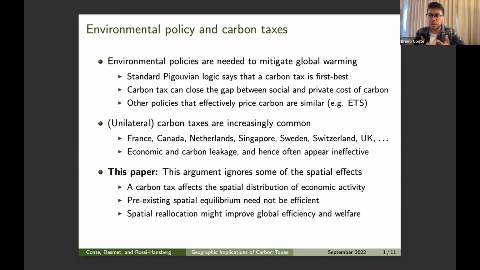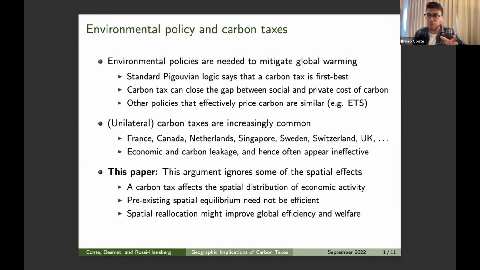But the main message of this paper is that this argument is not fully complete and ignores one important aspect, which is the potential spatial effects of carbon taxes. I provide some intuition in the context of the current globalized economy, in which economic activity is distributed across the world's geography, and in which agglomeration and congestion economies are important forces shaping the distribution of economic activity across space. There is room for at least a hypothetical situation in which the pre-existing spatial distribution of economic activity is not efficient with respect to these agglomeration and congestion forces.